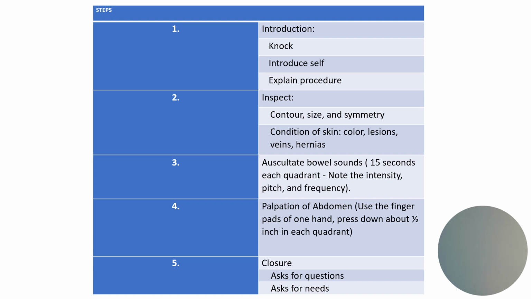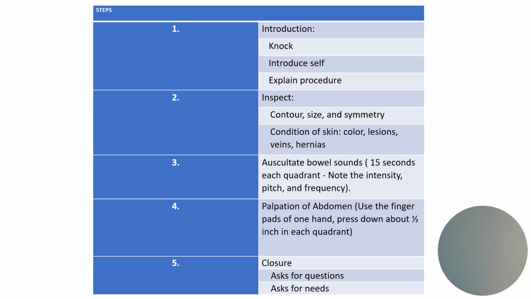And if you look in your abdominal presentation, there is a slide that helps show what the contour is. Is it symmetrical from right side to left side? We're wanting to know the condition of the skin. Are there any unusual colorings or lesions on the abdomen? Can we see visible veins on the abdomen? And are there any hernias?